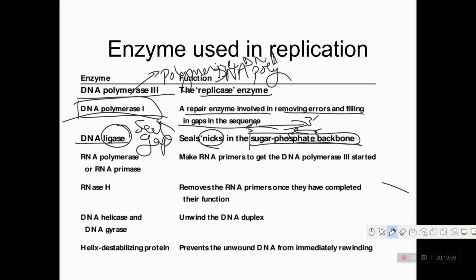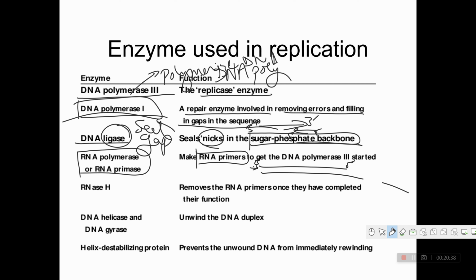Next is RNA polymerase. What is the use of the RNA polymerase in DNA replication? DNA replication will not take place without the attachment of an RNA primer. Suppose this is a DNA double strand. This is 3' to 5', so replication will take place from here.